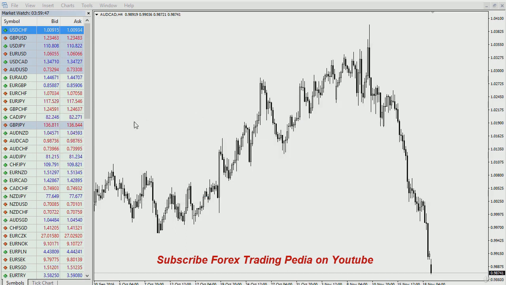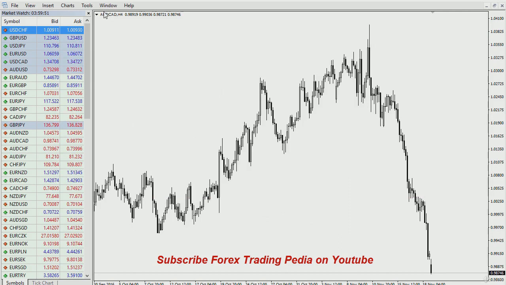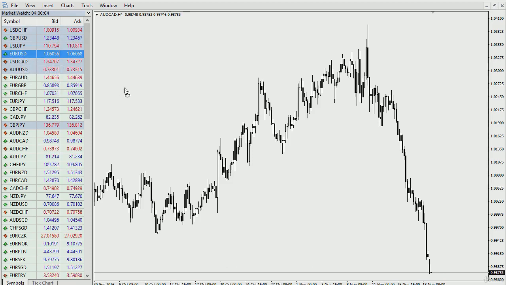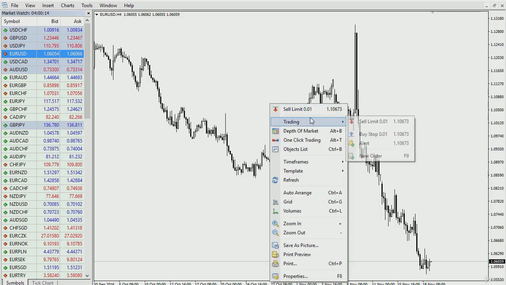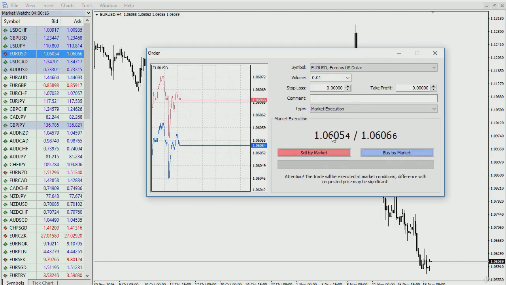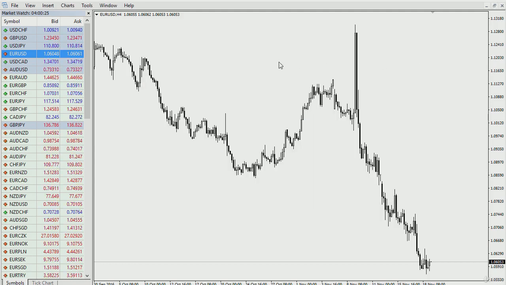While we are at it, you can just simply change the currency you see here. You can see right now we have the Australian dollar, Canadian dollar, but if we want to take a look at any other currency, let's say the Euro US dollar, we just simply drag it here, and then you can see it changes, and now you have the Euro US dollar here. You have the prices here on the right hand side. We can go back to trading and new order again, and then you have the bid and the ask price here again.